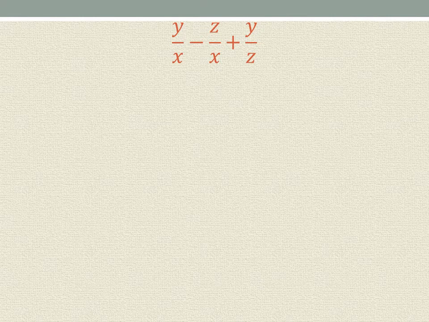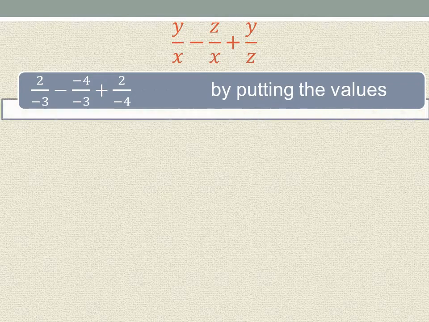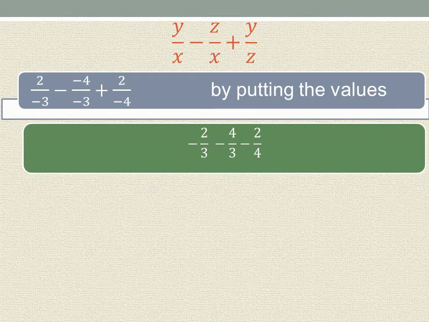Now the question is y upon x minus z upon x plus y upon z. First we put the values. Y is equal to 2, x is equal to -3 and z is equal to -4. In the first term you can see 2 upon -3, minus in the denominator. It will be settled down in the middle of the fraction. It will become -2 upon 3. In the second fraction, minus will be cancelled out and minus is remaining. In the third term, plus in the center of the fraction and denominator is minus. Plus minus becomes -2 upon 4.